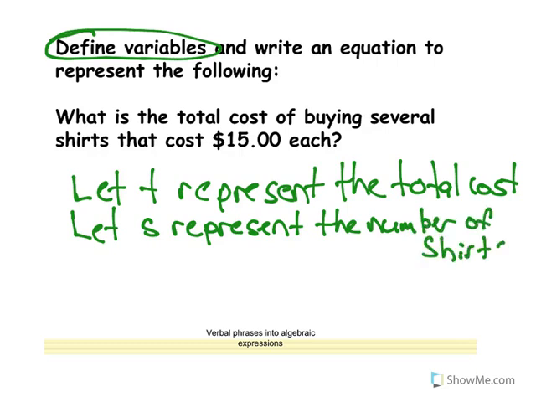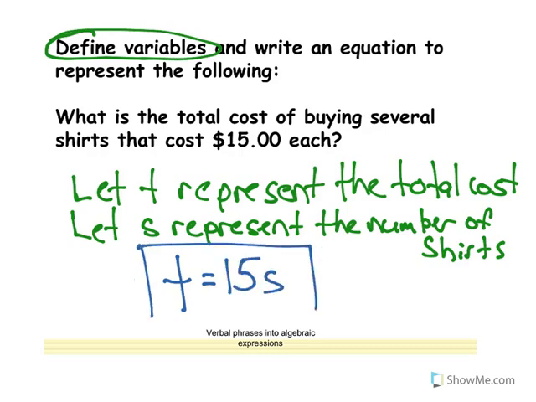So now let's see what equation we can write. So it says, what's the total cost of buying several shirts that cost $15 each? So I would say, well, the total cost of my purchase is going to be the number of shirts I buy times $15. So T is equal to 15S. Right? What's the total cost of 3 shirts? I would substitute 3 for S. 15 times 3 is 45, my total cost.